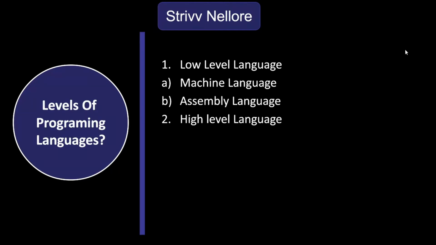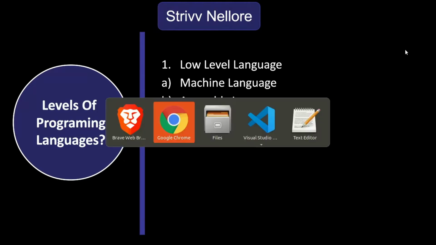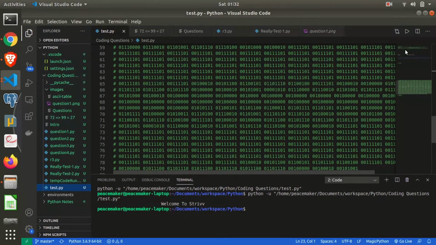So what is assembly language? Assembly language is a language which is represented in the form of symbols and some human readable commands like add, subtract, move. Now what is high level language? It's a language which is very close to humans, meaning it is in human readable format. Let's see how this looks.